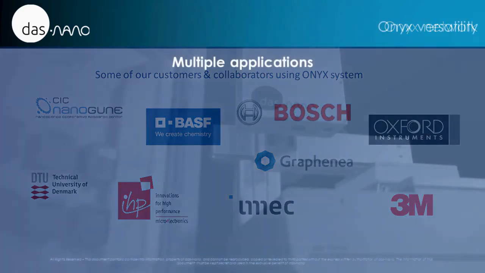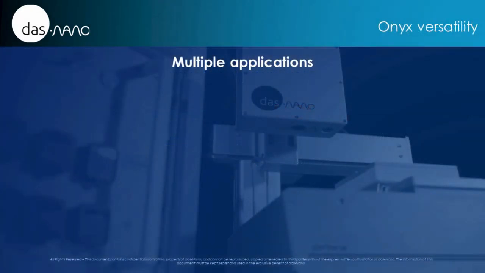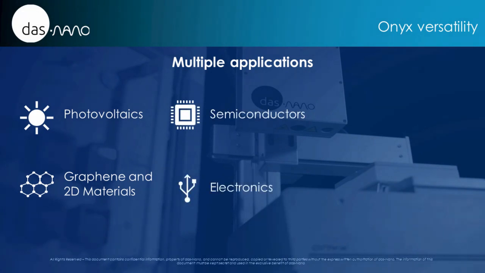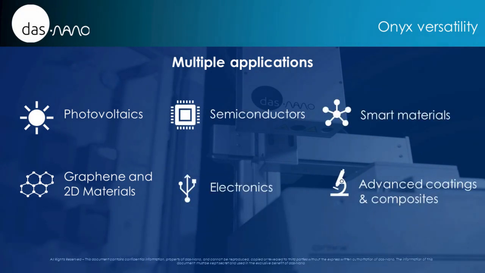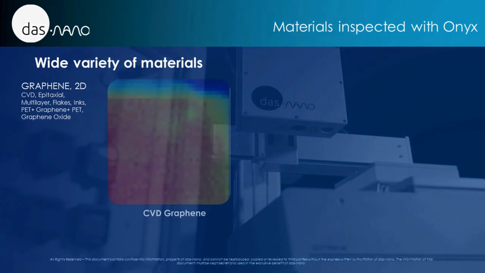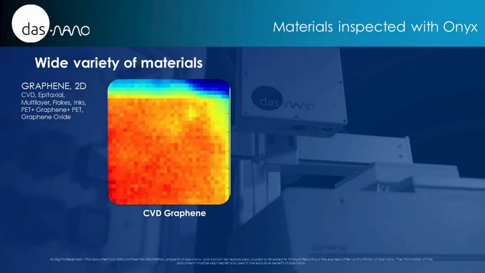ONYX can be used for the characterization of a wide range of materials in a number of applications and industries, such as photovoltaics, graphene and 2D materials, semiconductors, electronics, smart materials, and advanced coatings and composites. ONYX can be used to examine many types of graphene and 2D materials. In particular, in this first figure, we show a multi-layer graphene sample.